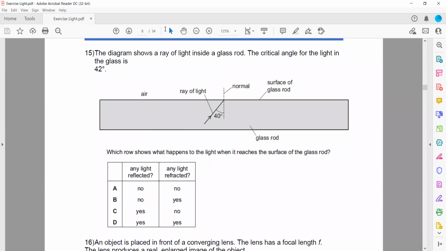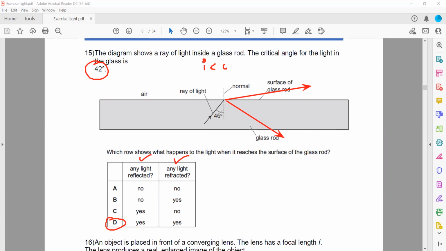The diagram shows a ray of light inside a glass rod. The critical angle is 42. So critical angle is 42, and here the angle of incidence is less than the critical. So if the angle is less than the critical, some of the light will refract and some of the light will reflect. So is there any light reflected? Yes. Any light refracted? Yes. That's why D will be the right answer.